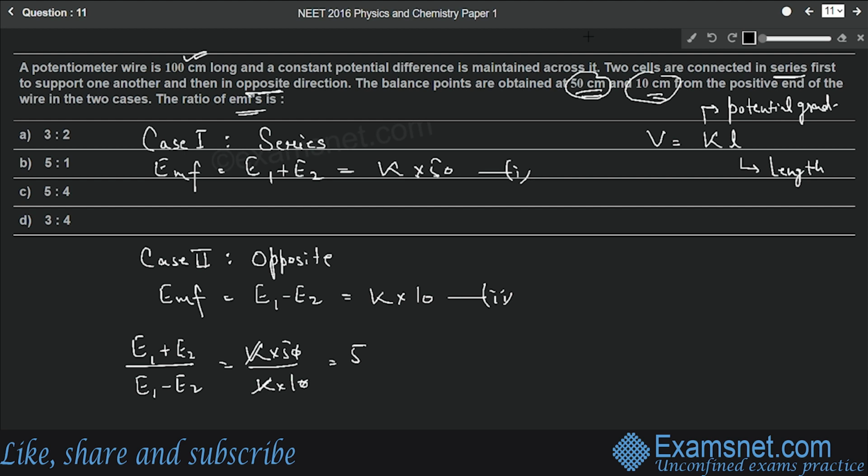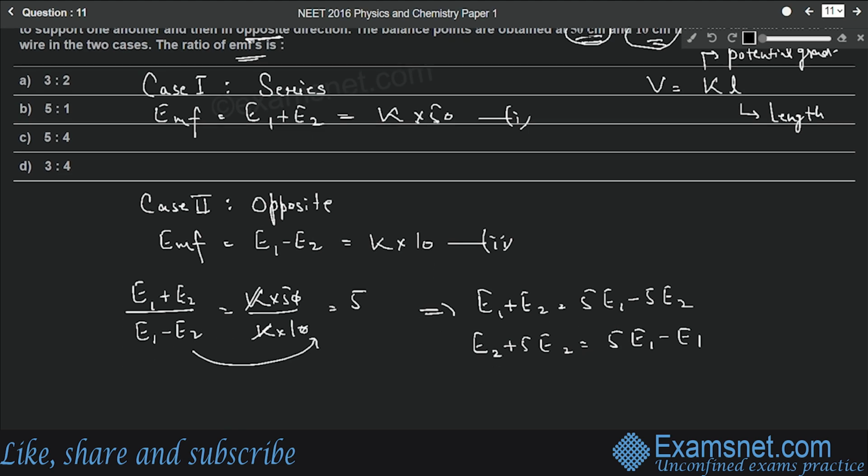Now let's take E1 minus E2 this side. So we get E1 plus E2 equals 5E1 minus 5E2. Now let's write E2 on one side and E1 on the other side. So E2 plus 5E2 equals 5E1 minus E1. By arranging these, we can find the ratio of E1 and E2. This side we get E2 plus 5E2, that is 6E2, and this side 5E1 minus E1, that is 4E1.